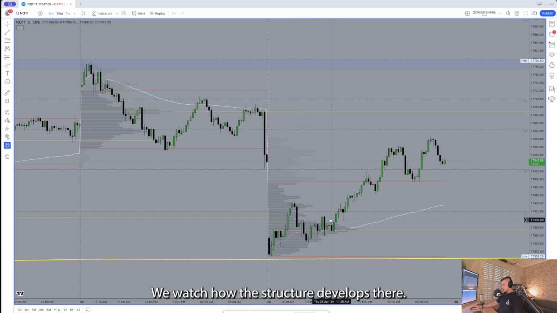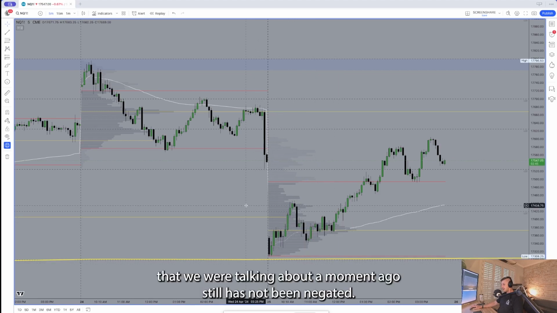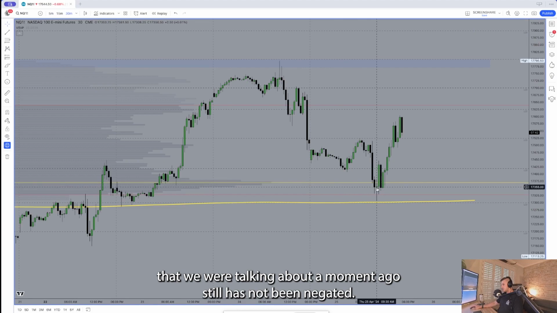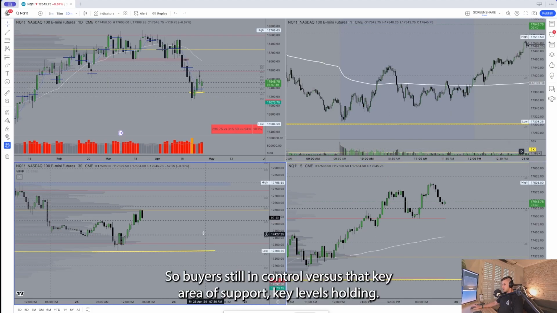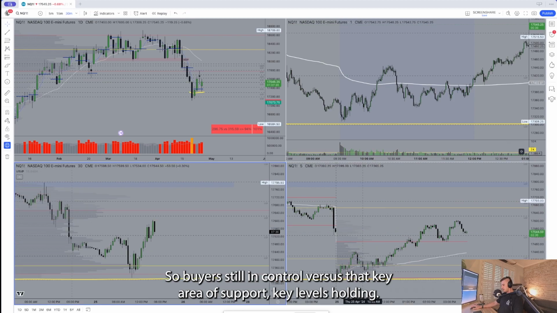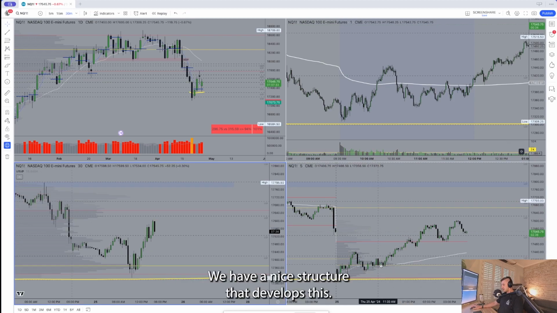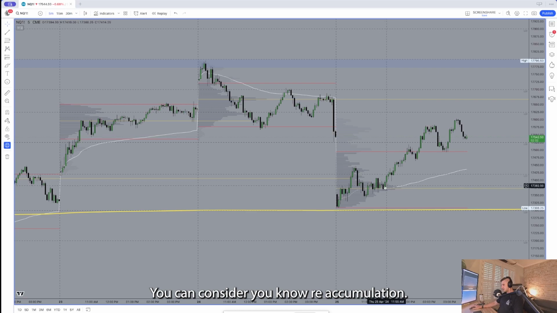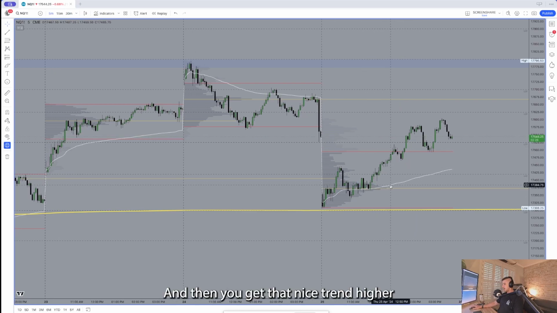We watch how the structure develops there, keeping in mind that that 30-minute hammer that we were talking about a moment ago still has not been negated. So buyers still in control versus that key area of support. Key levels holding. We have a nice structure that develops. This you can consider reaccumulation, and then you get that nice trend higher.